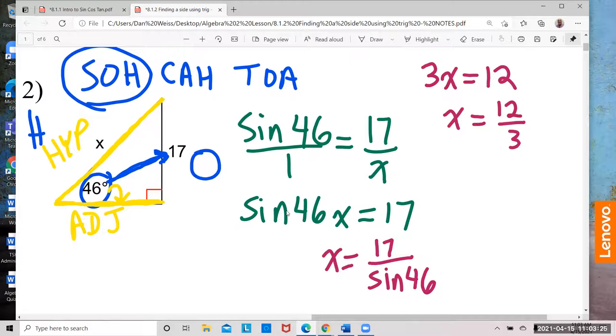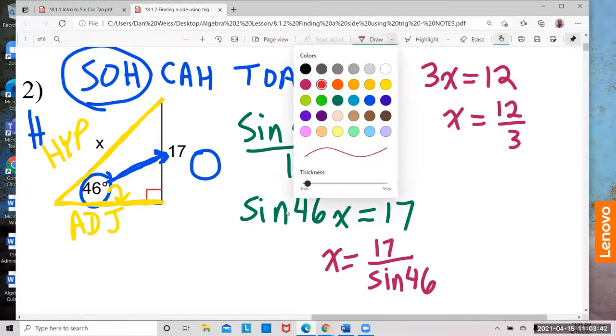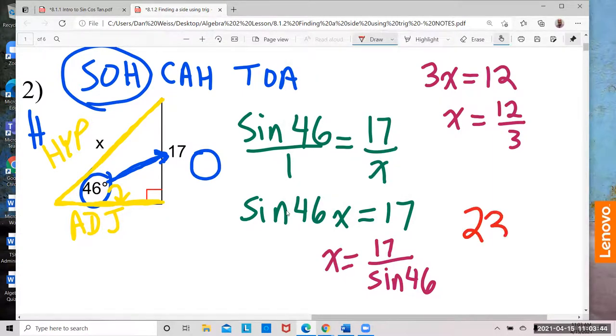Yeah. Okay. So now do 17 divided by 46 sine equals. You get 23.6. I didn't hear you. Was that a yes? Yes. Okay.